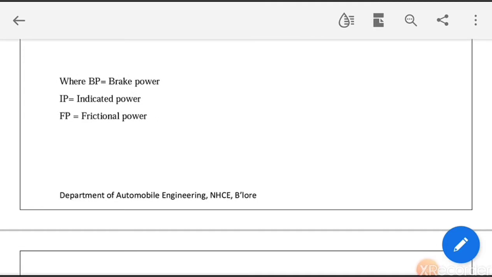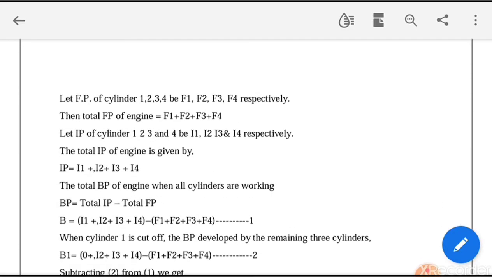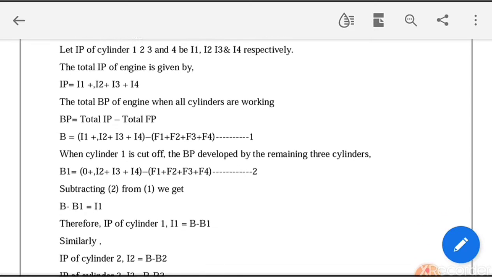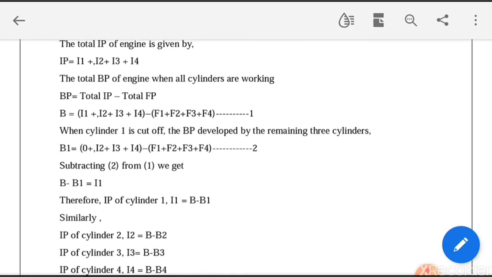Now you can see the terminologies used for the calculation. BP is brake power, IP is indicated power, and FP is frictional power. Let the FP of cylinders 1, 2, 3, 4, that is for all the 4 cylinders, be named F1, F2, F3, F4. The total FP is the sum of individual frictional powers. Similarly, it is followed for IP as well. The indicated powers are I1, I2, I3, I4 for the 4 cylinders. Then we know the relation between BP, IP and FP, that is BP equals total IP minus total FP. So it can be written as equation number 1.